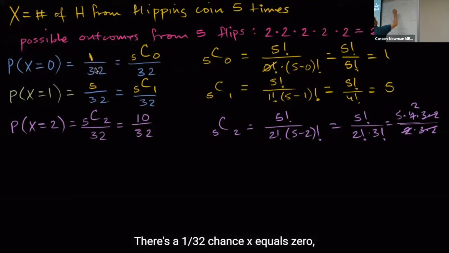1/32 chance that x equals 0, 5/32 chance that x equals 1, and 10/32 chance that x equals 2. Let's keep on going. All right, I'll go orange.